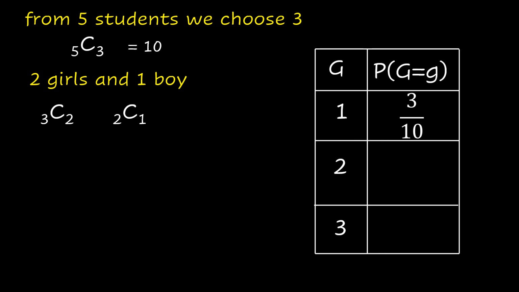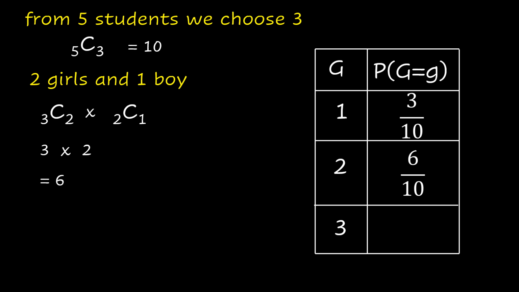We are going to multiply the results of these 2 together. So 3 combination 2 will give you a 3 and 2 combination 1 will give you a 2. 3 times 2 will give you a 6. Therefore, the probability of having 2 girls from the representatives is actually 6 out of 10.